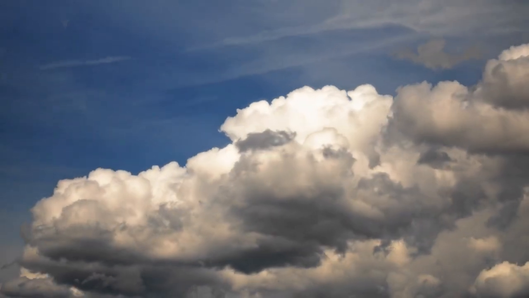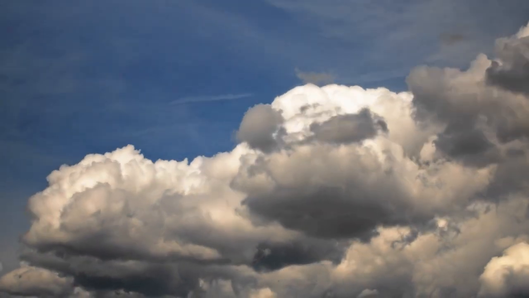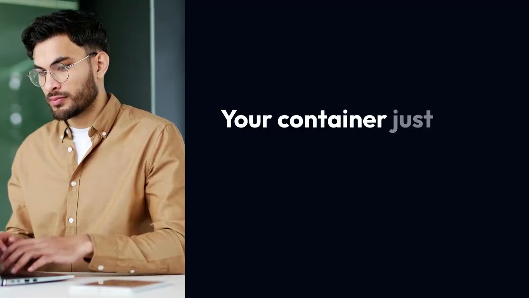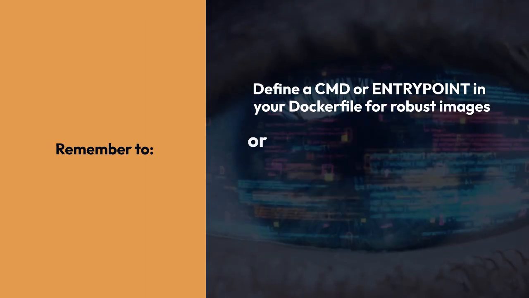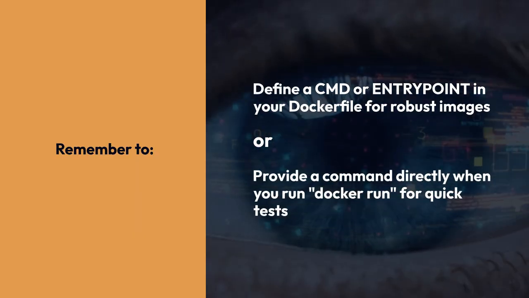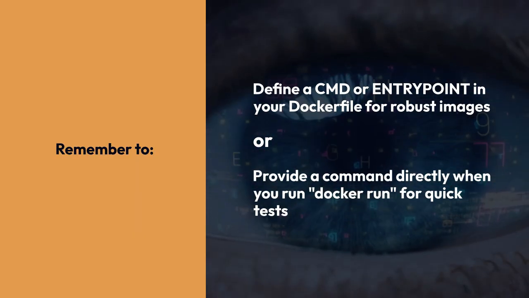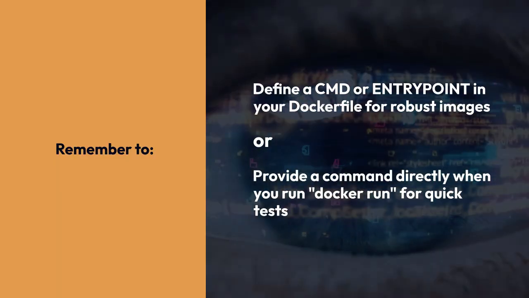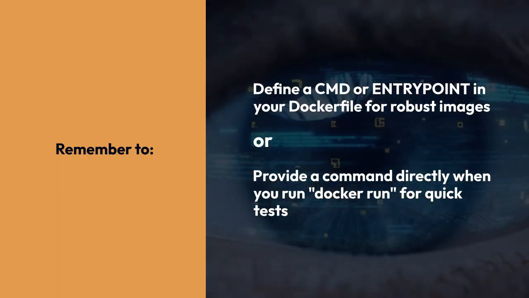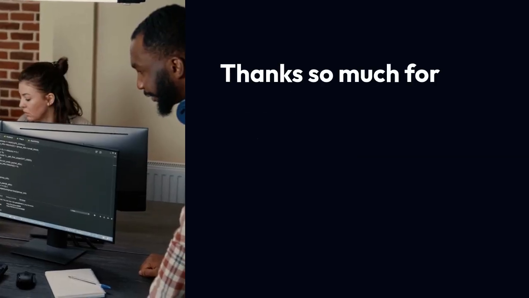So, the next time you see no command specified, you'll know exactly why. Your container just needs a little direction. Remember to define a CMD or ENTRYPOINT in your Dockerfile for robust images. Or, provide a command directly when you run docker run for quick tests. It's that simple.